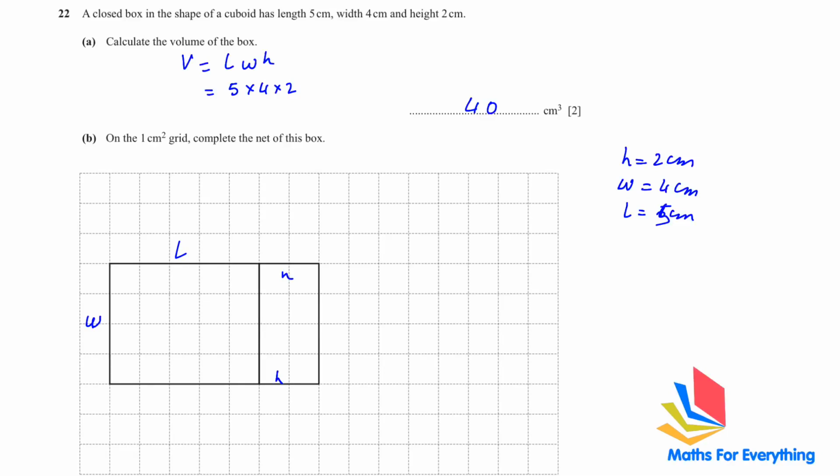Now to draw the net, remember that if you have the height here, you will also have the height here. So let's draw that. 2 here and the same this side. And then we are going to make the length, which is 5 centimeters, and then again the height here, the width and the length. Join this together. And the last one here.